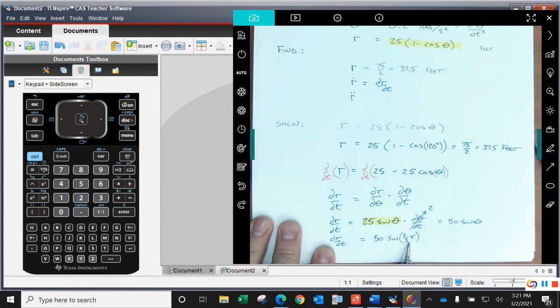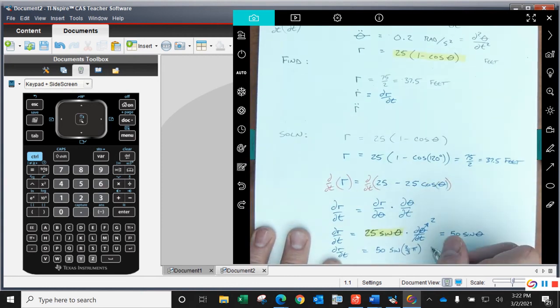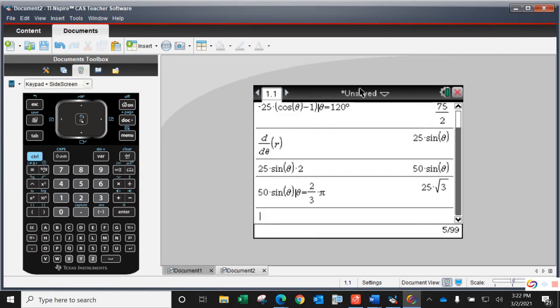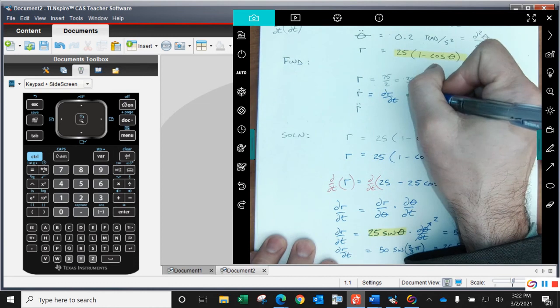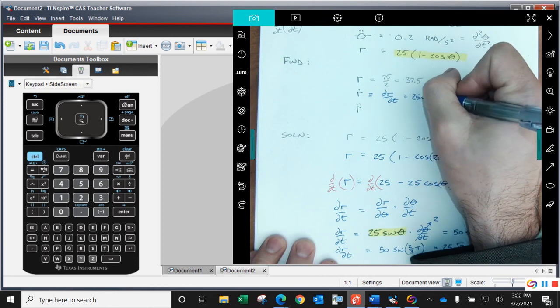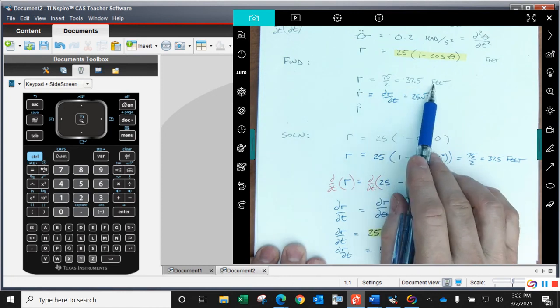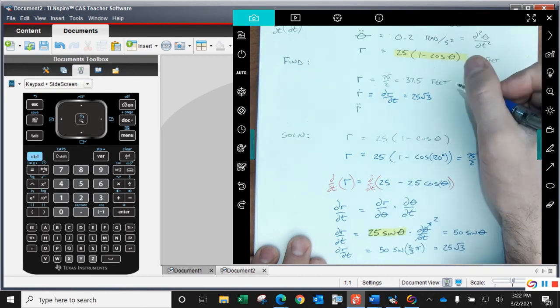I'm just including this radian measure because I had forgotten to write the pi up there. Now I'm trying to redeem myself. And so we have found 25 square roots of 3. Now if r is given to us in feet and time in seconds, this would be feet per second.